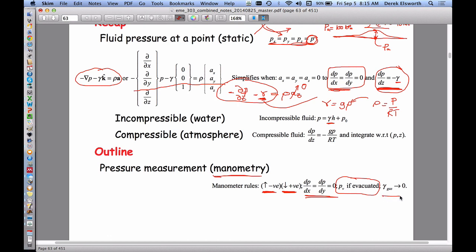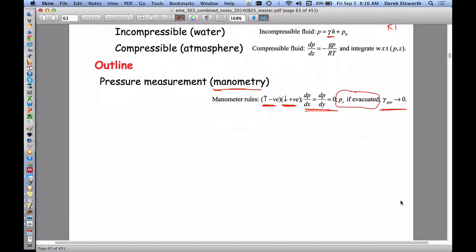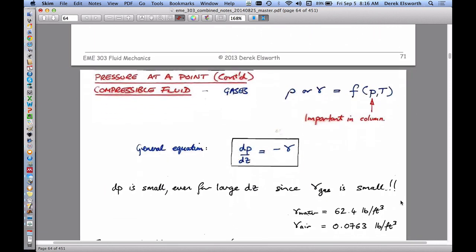And if we go up and down in a system where the fluid is a gas mixed with liquids, then we typically don't care about the unit weight of the gas because, as we saw, the density of air is about a kilogram per cubic meter. Density of a liquid, water, is of the order of 1,000 kilograms per cubic meter. So there's a factor of 1,000 difference between them, and so we don't care too much about that. So that's our plan for today, is to look at manometry.